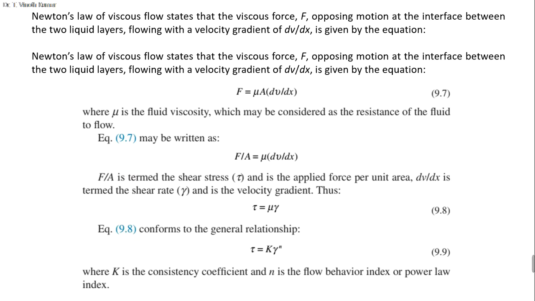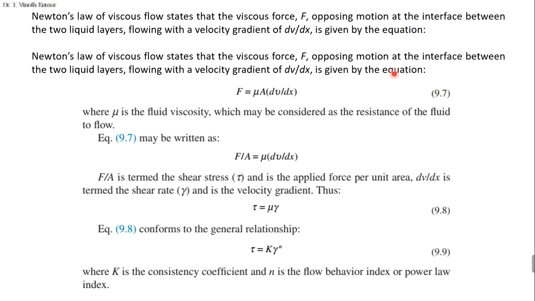Now coming to the derivation aspect. This is not very complex, and from the examination point of view it is very important. Newton's law of viscous flow states that the viscous force F, that is capital F, opposing the motion at the interface between the two layers, as I just explained, is related to the velocity gradient ∂V/∂X, and this is given by the equation F = μ A ∂V/∂X. I'll take the highlighter. Newton's law of viscous flow states that the viscous force F opposing the motion at the interface between the two layers flowing with a velocity gradient.